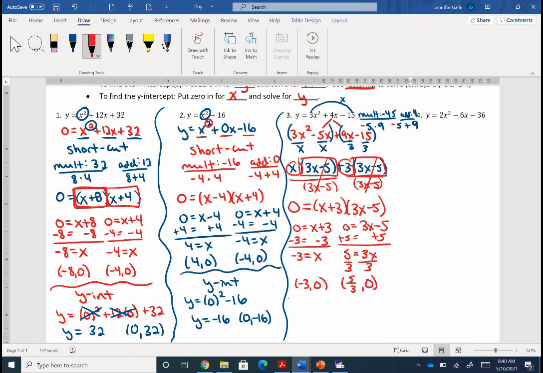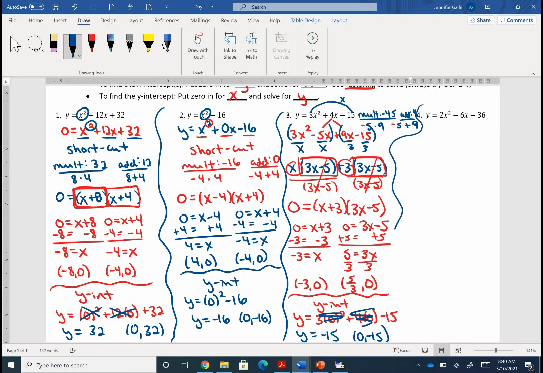The y-intercept, it's going to be your favorite thing to find with this particular form. Put 0 in for all your x's. And pretty soon you're going to catch on to the pattern that anything with an x is going to be gone. I'm just left with that constant every time.